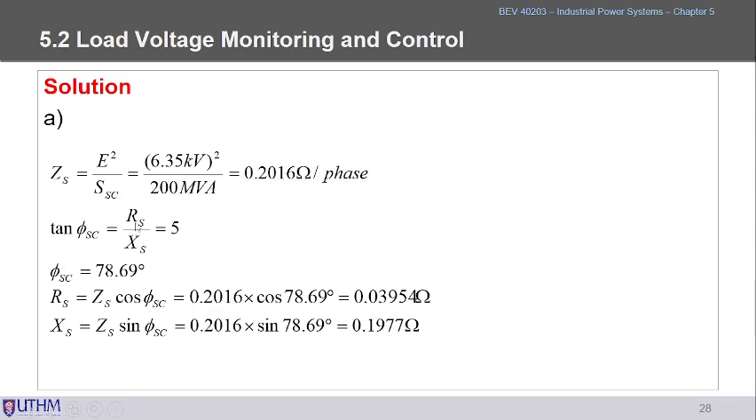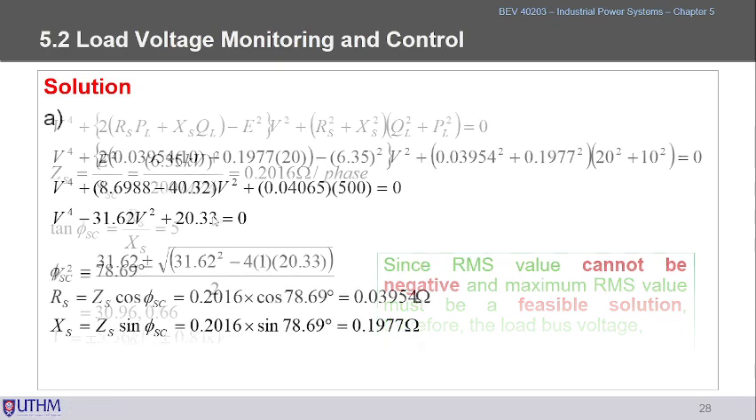Then from the X over R ratio, we can find the theta for the SC. The theta is 78.69 degrees. So we can simply find RS, which is equal to Z in magnitude multiplied with cos theta, and X is the sine theta. So we know our R and X for S already.